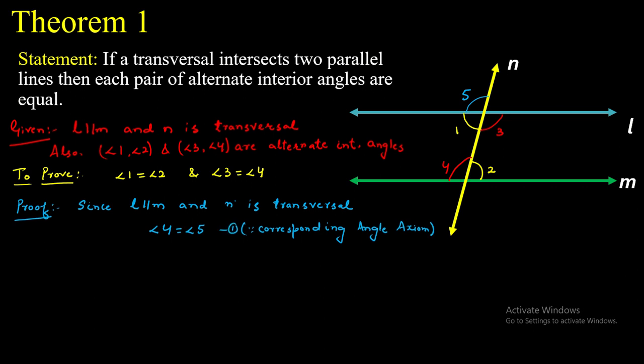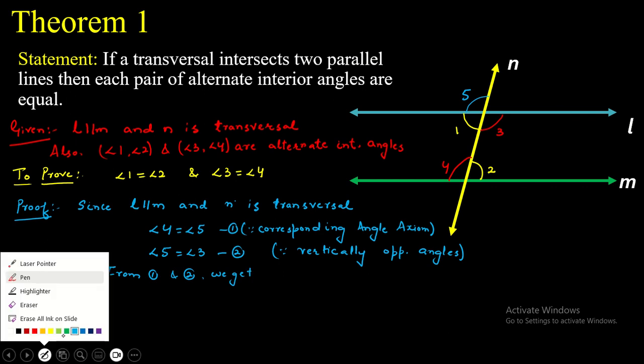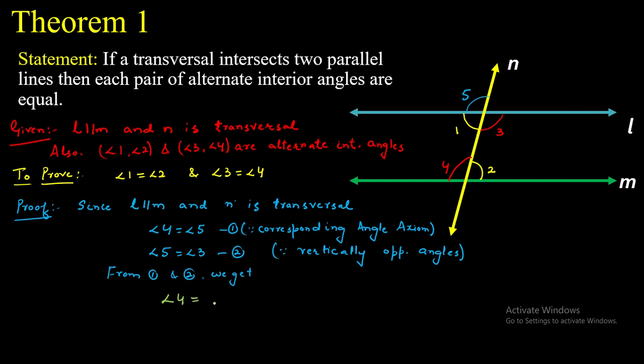Also, we can say that angle 5 is equal to angle 3 because they are vertically opposite angles. And we have proved in our previous tutorial that vertically opposite angles are equal. So from first and second, we can say that angle 4 is equal to angle 3, and this was one of the pairs of alternate interior angles which we have to prove are equal. So we proved that angle 3 is equal to angle 4.